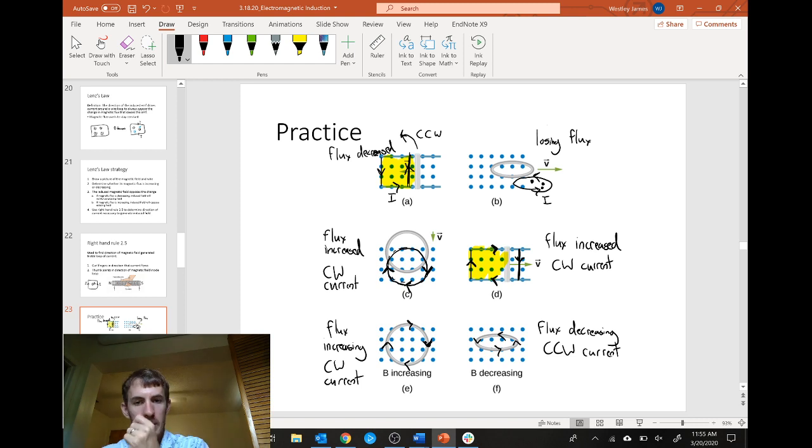So this was just kind of a quick review. One thing, here we saw two different ways that the flux could change. We had either the area was changing or the magnetic field was changing.